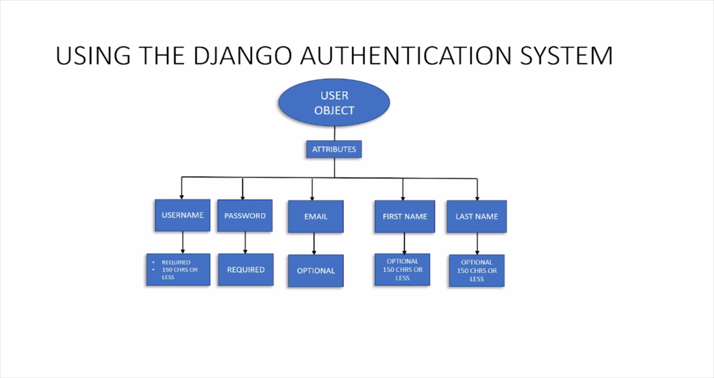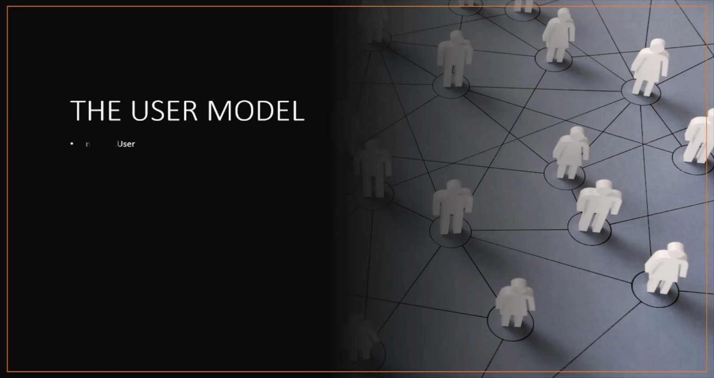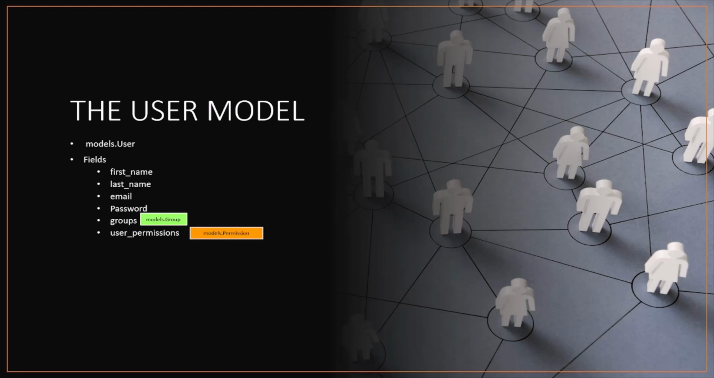Let's take a deeper look at the user object by looking at the user model. The class is models.User. The fields first name, last name, email, and password are the default fields. These are the ones you saw on the last slide. We also have groups, which has a many-to-many relationship with the Group model, that's with a capital G, and the class is models.Group. We then have user permissions, which also has a many-to-many relationship, but with the Permission model, that's with a capital P, and the class is models.Permission.